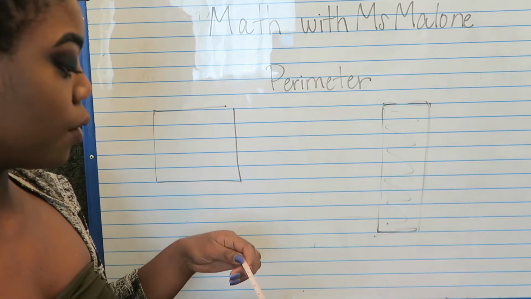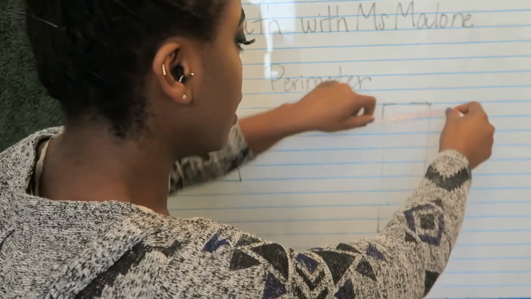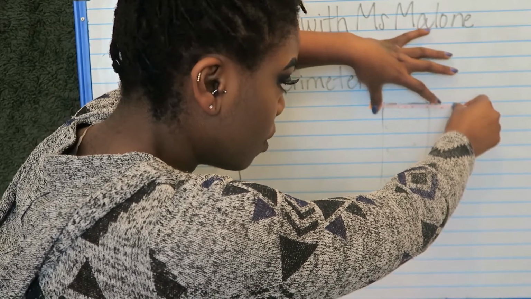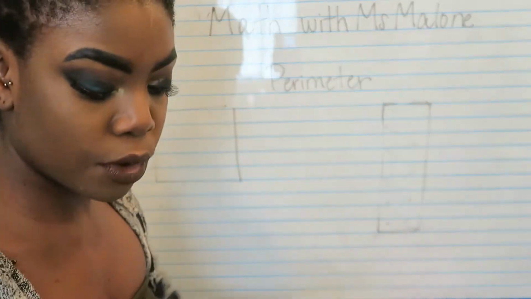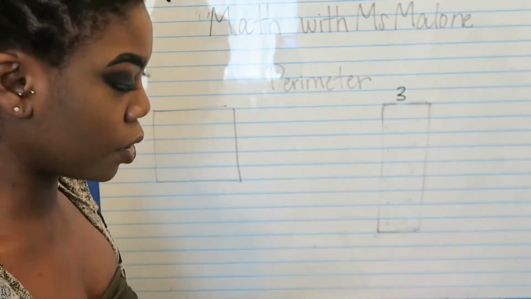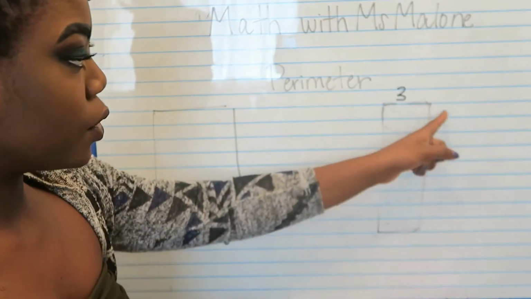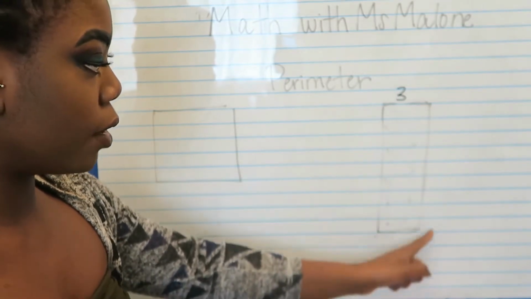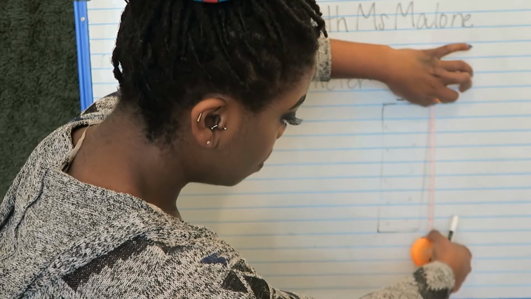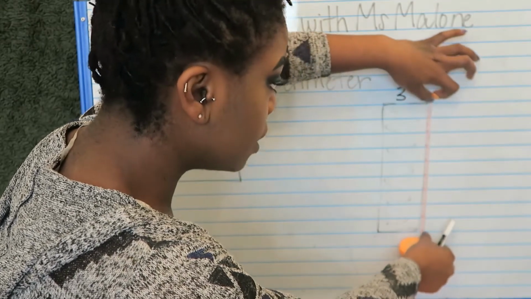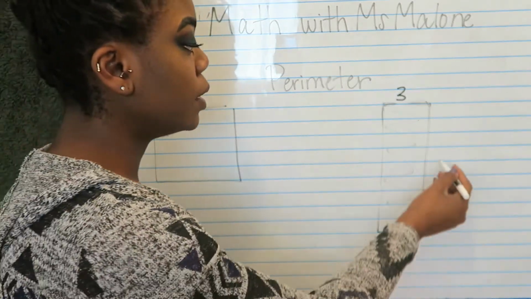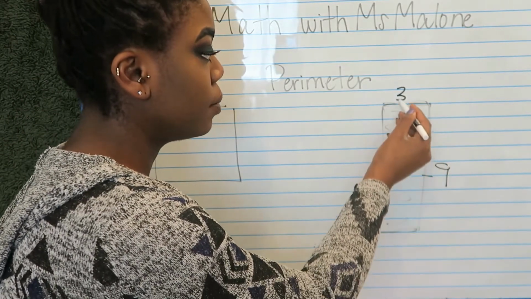First we find the perimeter by measuring it. So it looks like this side right here is around 3 inches. So I'm going to put 3 inches. Then we have this whole long side right here, right? So let's go ahead and measure that. This is approximately 9 inches. So this side is 9 inches.